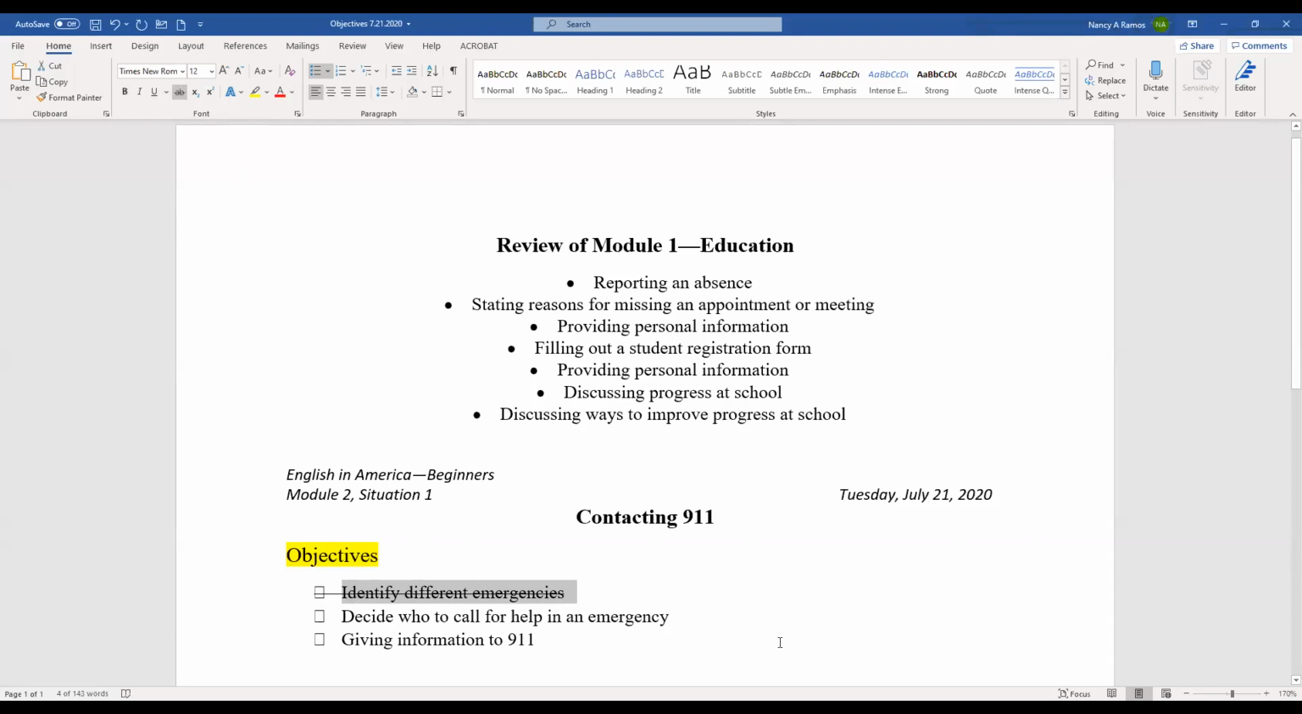Second objective was decide who to call for help in an emergency. So for example, let's say there's no electricity, what do you do? You call the electric company, right? You don't call 911, you call the electric company.